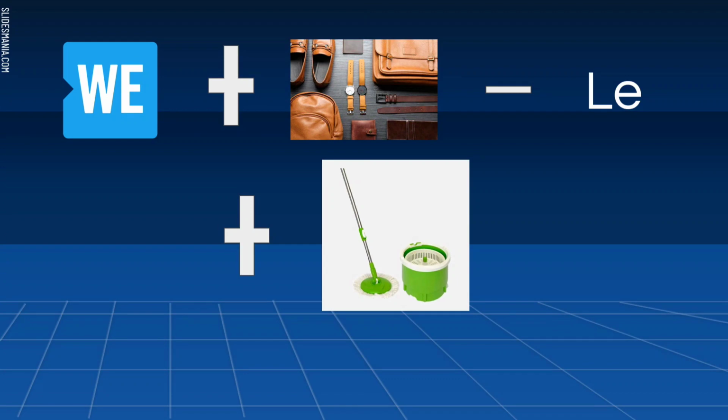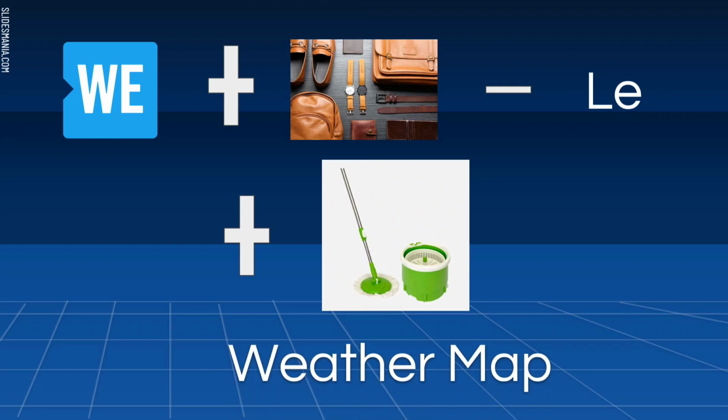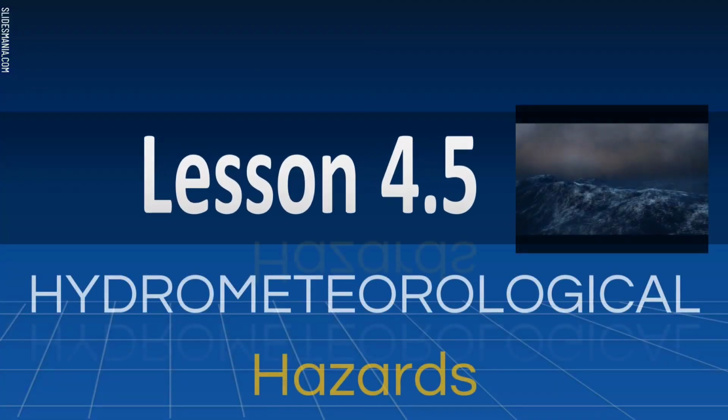How about this? I'm going to give you 10 seconds to answer. 10, 9, 8, 7, 6, 5, 4, 3, 2, 1. So if your answer is a weather map, you're correct. Okay? So what do you think was our lesson for today? If your answer is hydrometeorological hazard, you're correct. Okay?